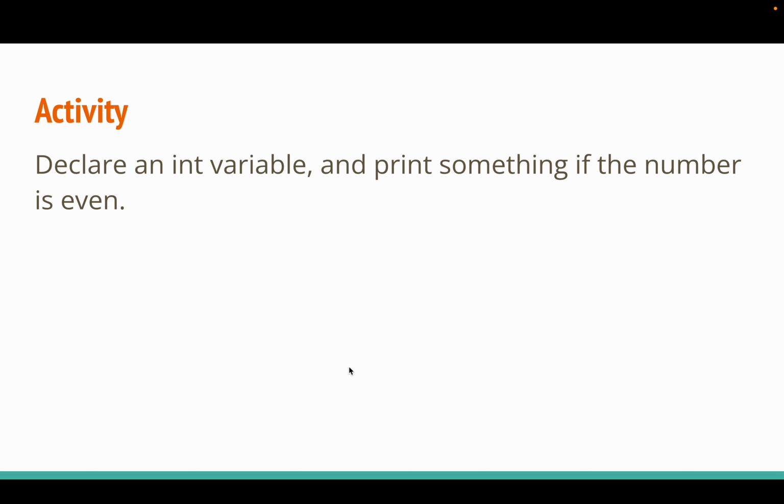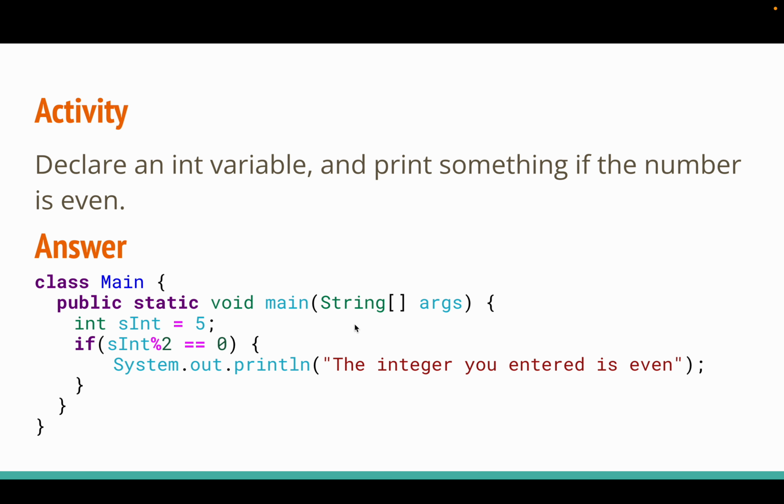All right. Here's the answer. In your main class, you're going to use public static void main. If you might remember, this is the typical formatting for your main method. Anything inside here is going to be executed. Next, you're going to say int sint, for this example, is equal to 5, and if sint mod 2 is equal to 0, System.out.println, the integer you entered is even. So in this case, if the remainder of something divided by 2 is 0, then we know it must be even.